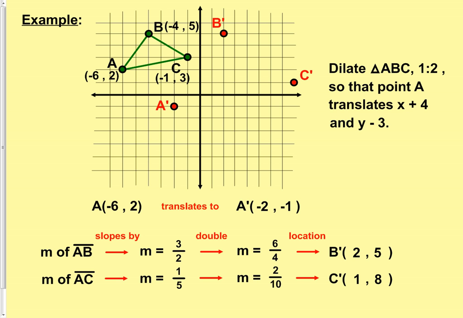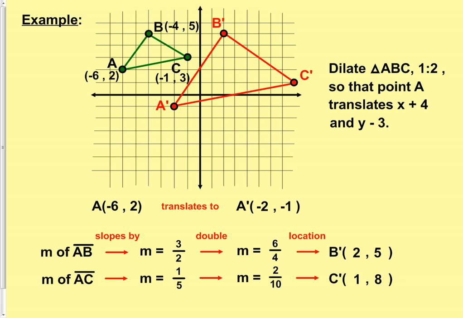Now our 3 points are plotted. We can connect the dots, and we have our figure. It has been translated so that A prime is right 4 and down 3 from point A, and our triangle is now twice as big thanks to the slope formula.